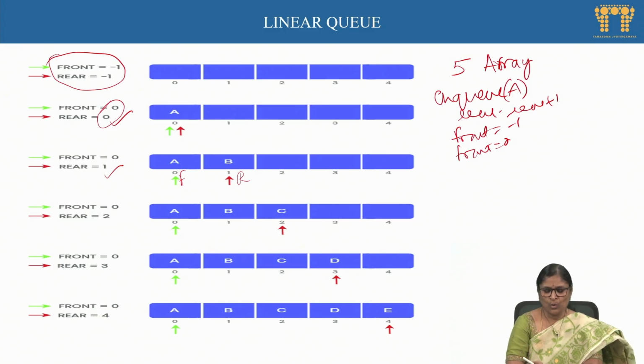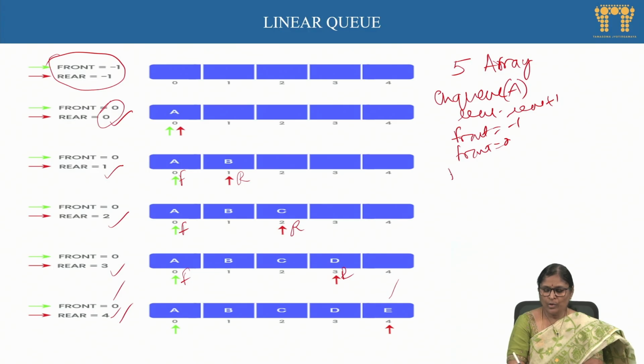Again I say enqueue operation. Insert at rear, so F is 0 and R is over here. Again insert, your rear is equal to 3. So your rear is over here and your front is here. Again, increment the rear and the element is placed over here. So here front equals 0 and rear equals 4.